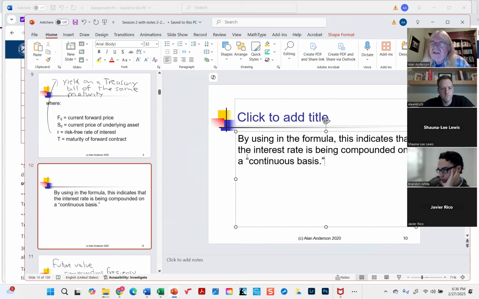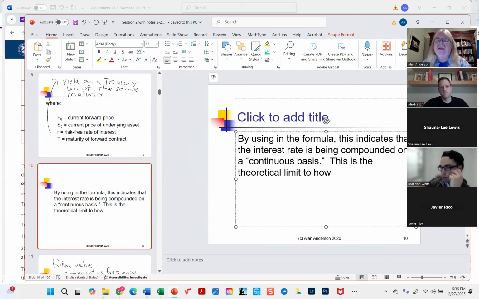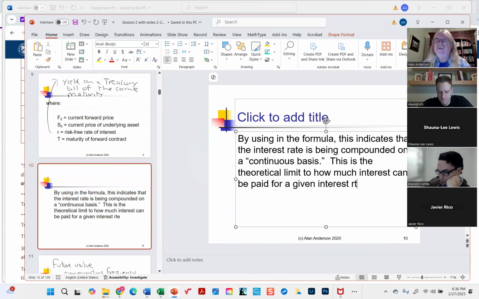So what you're seeing here is the theoretical limit to how much interest can be paid for a given interest rate and time. Okay, it's a special case. It's the limiting case of how frequently interest can be compounded.